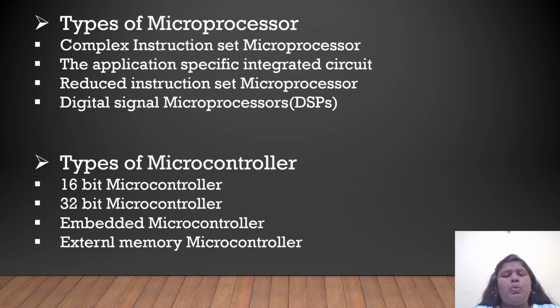We have to discuss the types of microprocessor and types of microcontroller. First, types of microprocessor: complex instruction set microprocessor, application specific integrated circuit, reduced instruction set microprocessor, digital signal microprocessor, DSPs. Types of microcontroller: 16-bit microcontroller, 32-bit microcontroller, embedded microcontroller, external memory microcontroller.